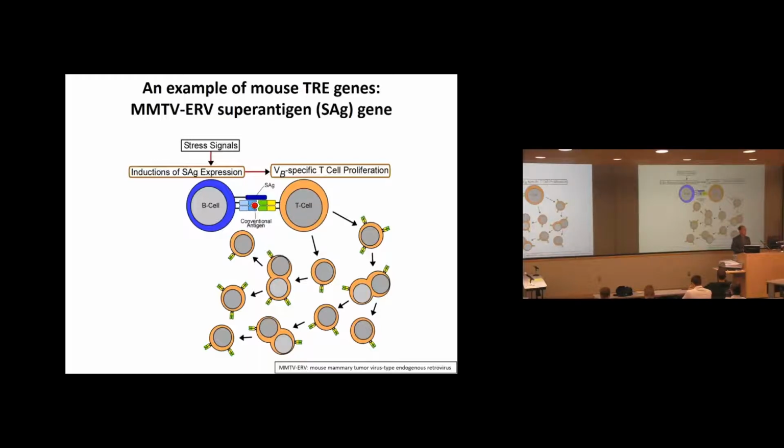So MMTV ERV produces a nice open reading frame, meaning that it produces a protein called superantigen. The conventional antigen can only stimulate a very small population of T cells. However, superantigen can interact just based on the V beta isotypes. So that means superantigen can stimulate a large population of T cells. And there are different isoforms of superantigens, and different isoforms can stimulate different populations of T cells through V beta specificity.